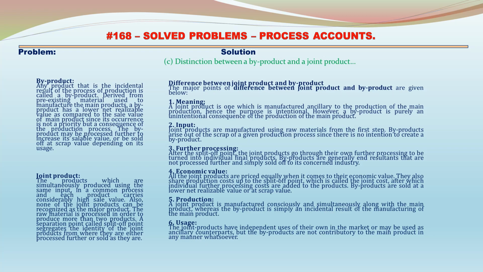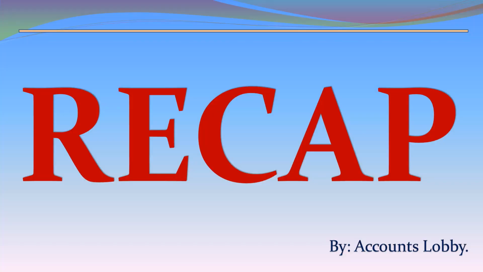5. Production. A joint product is manufactured consciously and simultaneously along with the main product, whereas the byproduct is simply an incidental result of the manufacturing of the main product. 6. Usage. The joint products have independent uses of their own in the market or may be used as ancillary counterparts, but the byproducts are not contributory to the main product in any manner whatsoever. Recap.